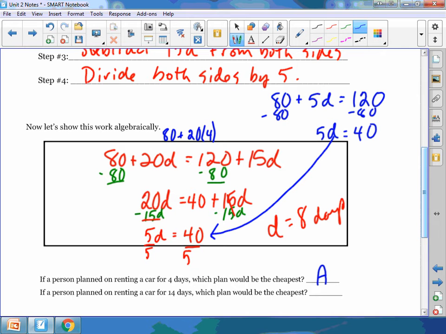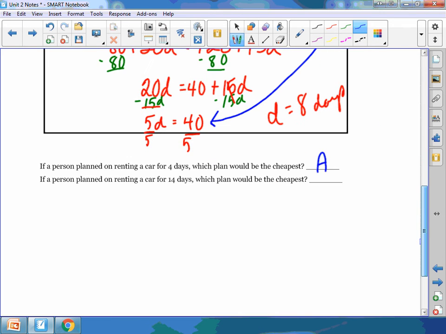Yeah, okay, I see what you're saying. But 4 days would cost, it looks like $160 with plan A. And on this one, it looks like $180, right? So yeah, cheaper there. So does that mean if I went for 14 days, B is going to be the cheapest? Yeah, it would.